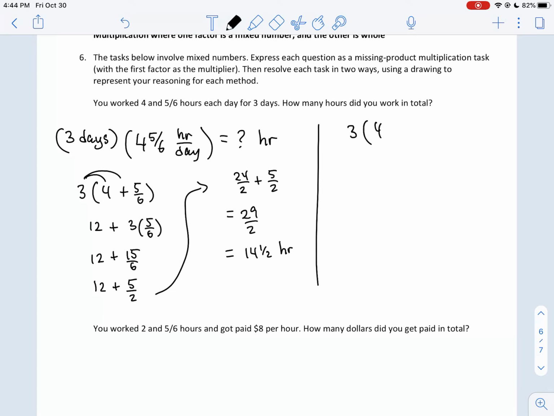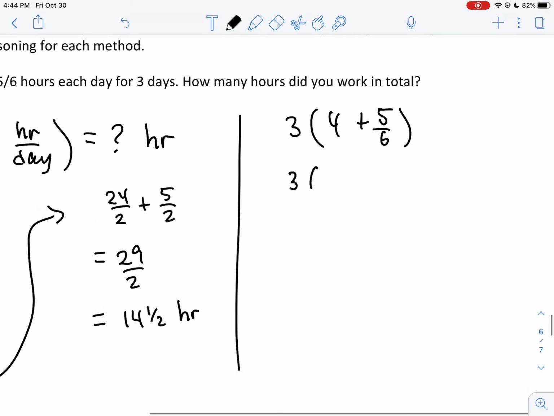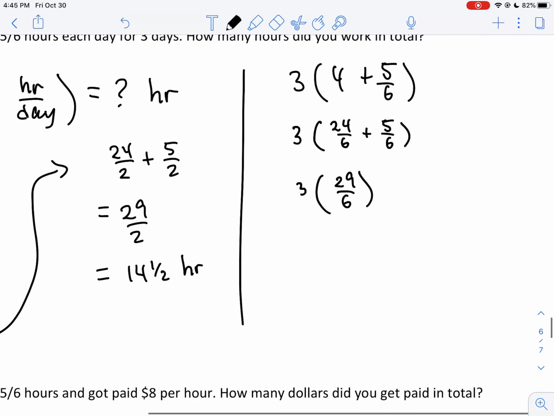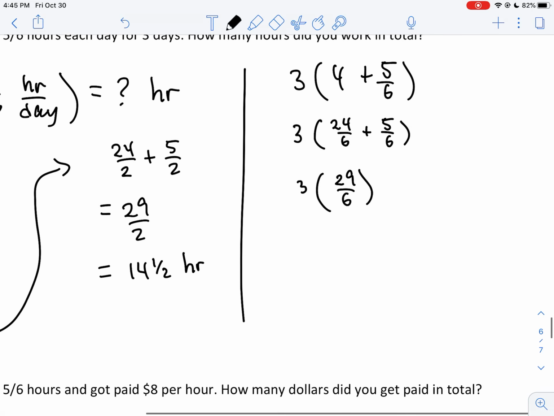So we have 3 times 4 and 5/6. I'm going to leave the 3 out, don't do that yet. Think of the 4 as 24/6, and add that to 5/6. That gives me a total of 29/6. And then we do 3 29ths, and 3 times 29 is going to be 87/6.